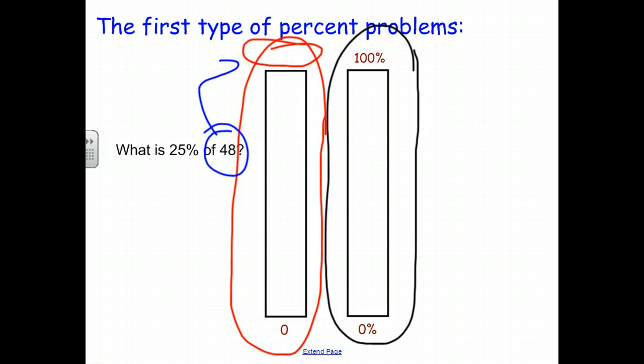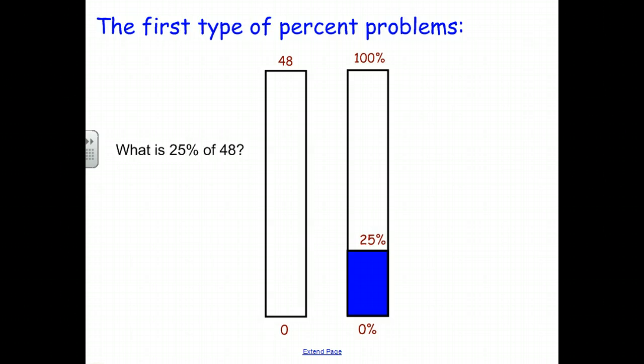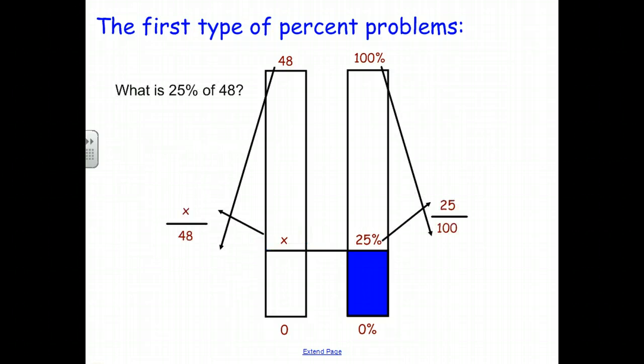So we are finding 25% of 48, so 48 belongs at the top, and then we approximate 25% on the right-hand bar. When we approximate 25% on the right-hand bar, we can have an idea of where this number is going to fall on the left-hand bar. And so now we have everything that we need to solve the problem.